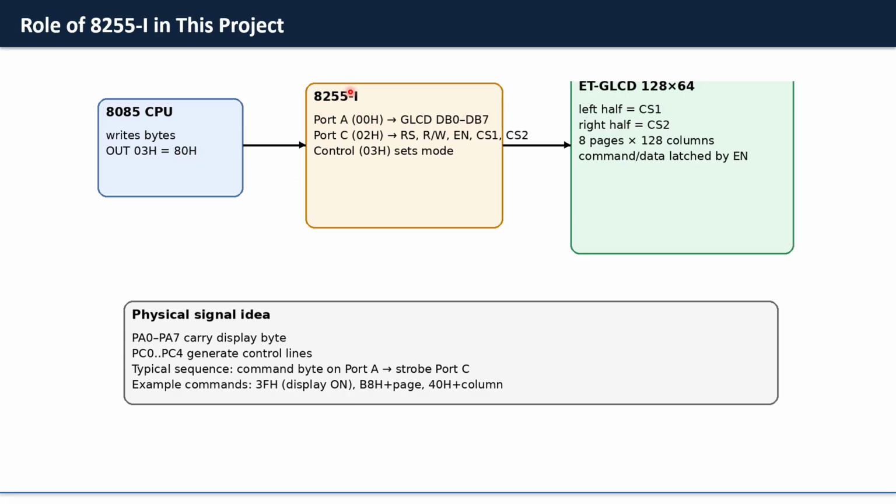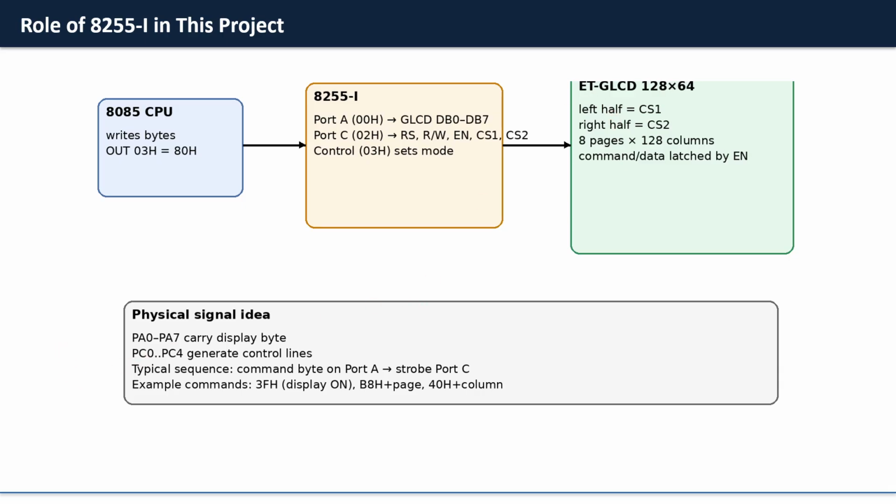And then the 8255 1 is interacting with the ET GLCD module. Left half is CS1 and right half is CS2. There are 8 pages and 128 columns. There are 8 pages on both the CS1 and CS2 parts.